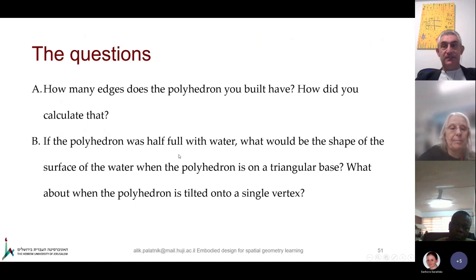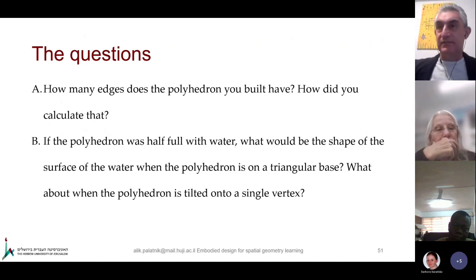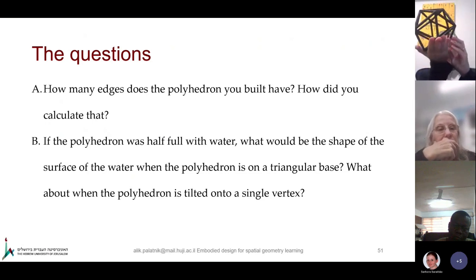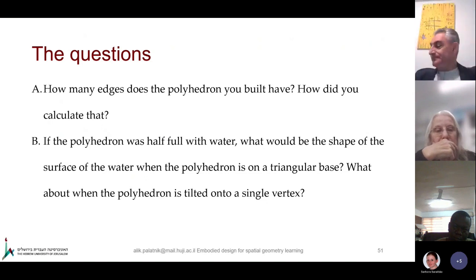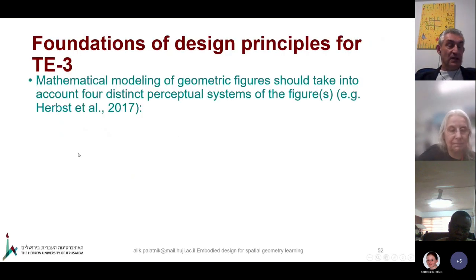If the polyhedron, this is an interesting question by the way, if the polyhedron was half full with water, what would be the shape of the surface of the water? Like a cross section. When the polyhedron is on a triangular base, and what about when the polyhedron is tilted onto a single vertex? Okay, so these are two different configurations. This configuration and this configuration. We also asked different questions, but I will focus on these two.